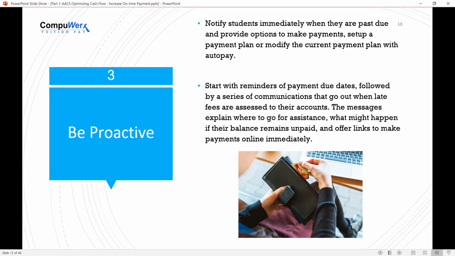Start with a reminder of payment due dates, followed by a series of communications that go out when a late fee is assessed to the account. The message should say where to go for assistance and what might happen if the balance remains unpaid. Also offer them a link to make a payment immediately online.